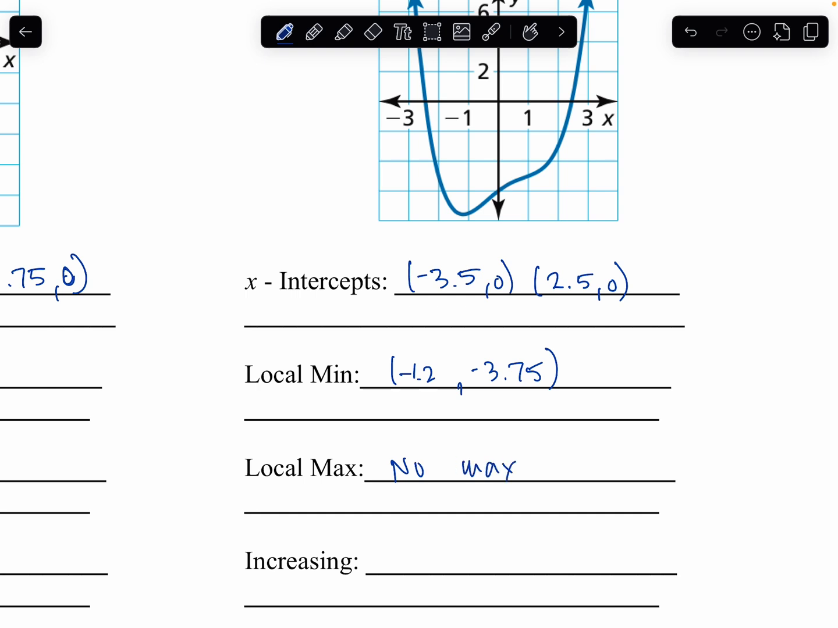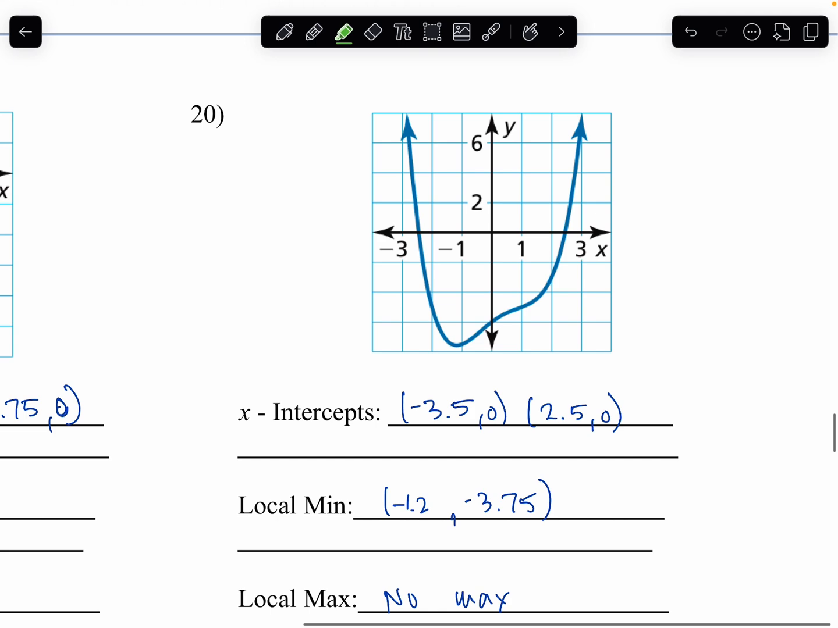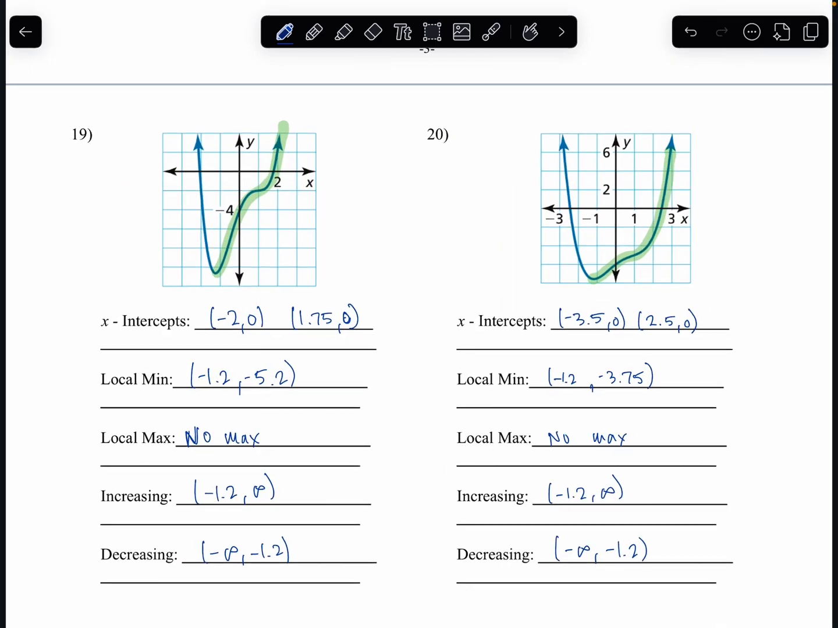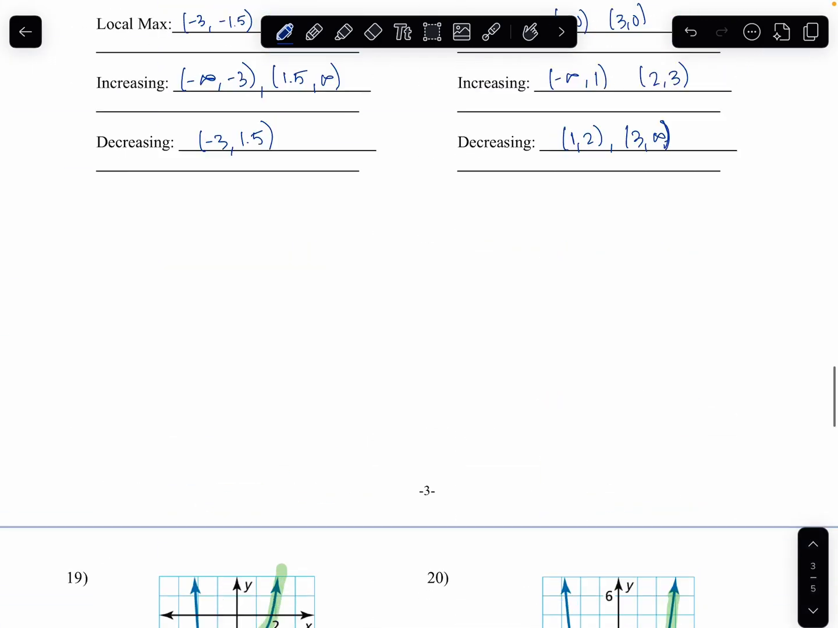Increasing, so I can see that it's increasing from that point onward. So we're going to say that that's increasing from negative 1.2 to infinity, and decreasing negative infinity to negative 1.2. Okay. All right, and that should be everything for this homework.